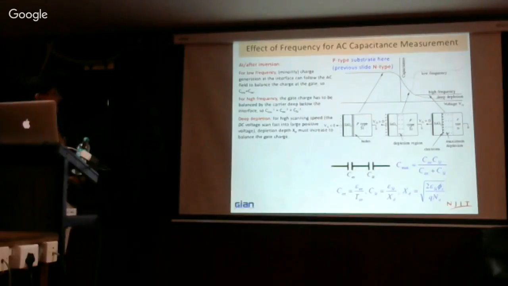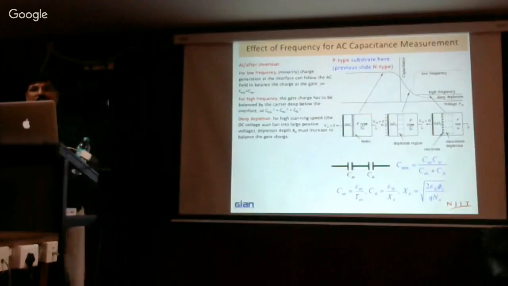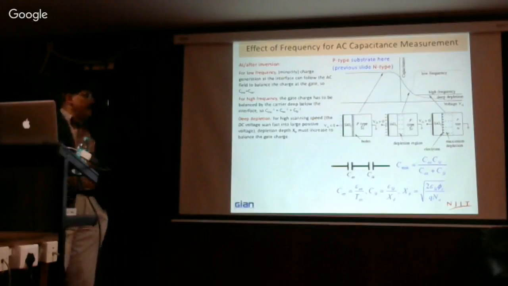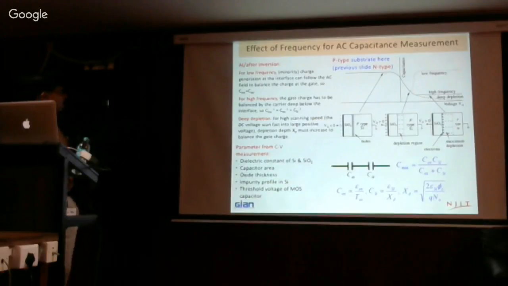Now this is increased to balance the gate charge. So this is XD, the depletion region will expand. That will be happening. But once the inversion takes place, the depletion region remains constant. So it doesn't change. This is the depletion region with XD, and it depends on the doping, it directly relates to it. This is the basic principle.